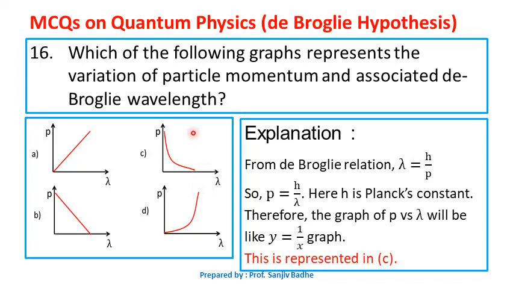We can find the nature of the graph by using de Broglie relation. Lambda is equal to h upon p. So we can write p is equal to h upon lambda. Here h is Planck's constant, and therefore the graph of p versus lambda will be of the type y is equal to 1 by x graph, and this graph is represented in option number C. So option number C is the correct option. This graph is for y is equal to 1 by x.